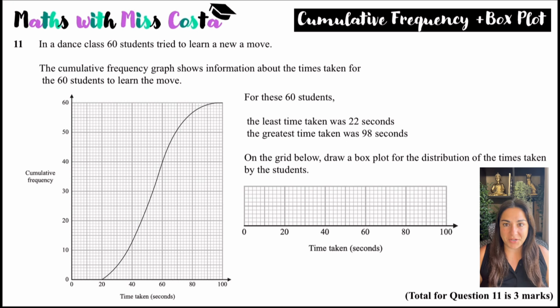Okay, so here we've got a cumulative frequency and a box plot. I'm told that in a dance class, 60 students tried to learn a new move.